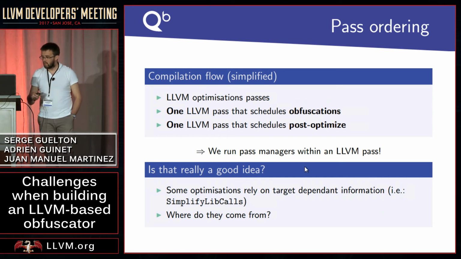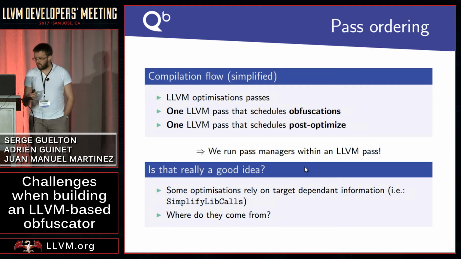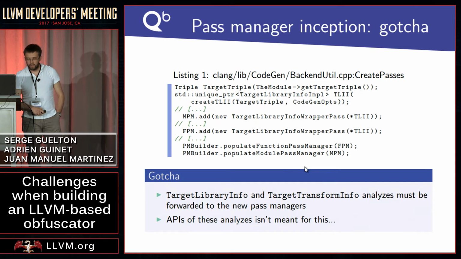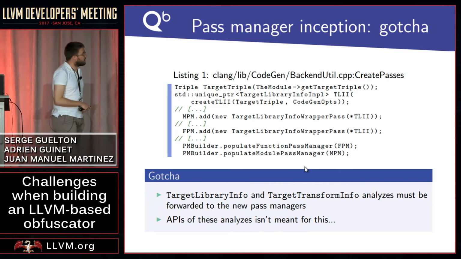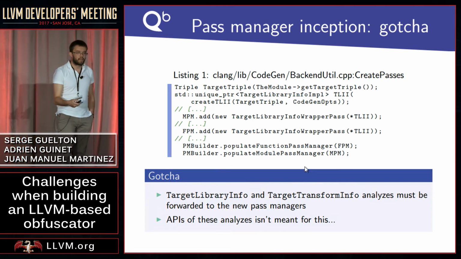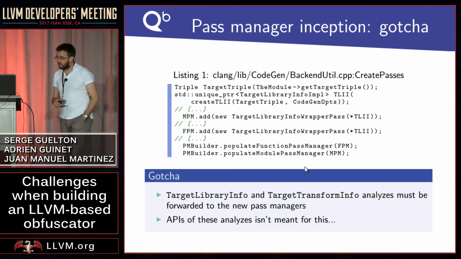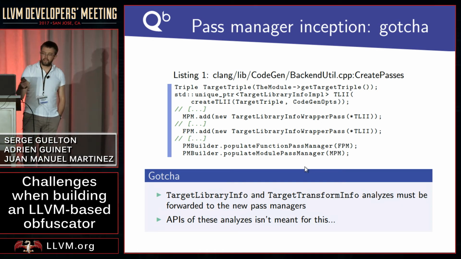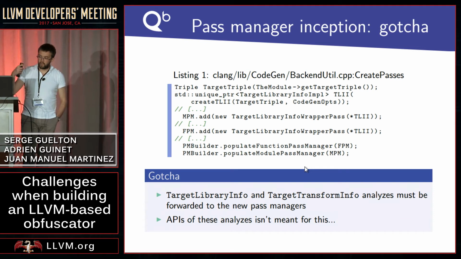So we have some target dependency information to add to the pass manager, and we need to understand where it comes from. If we look at the Clang code that generates the pass manager that Clang will use, we'll see that they are creating by hand the target library info pass, for instance. And this one depends on the Clang options.